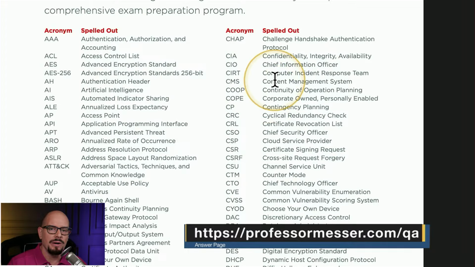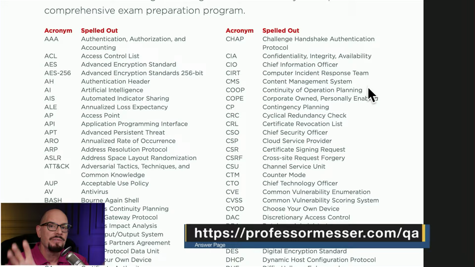CIRT stands for Computer Incident Response Team. CMS stands for Content Management System. If all you're doing is memorizing the acronym and the words associated with the acronym, you're doing yourself a disservice, because that's not what they want you to do.